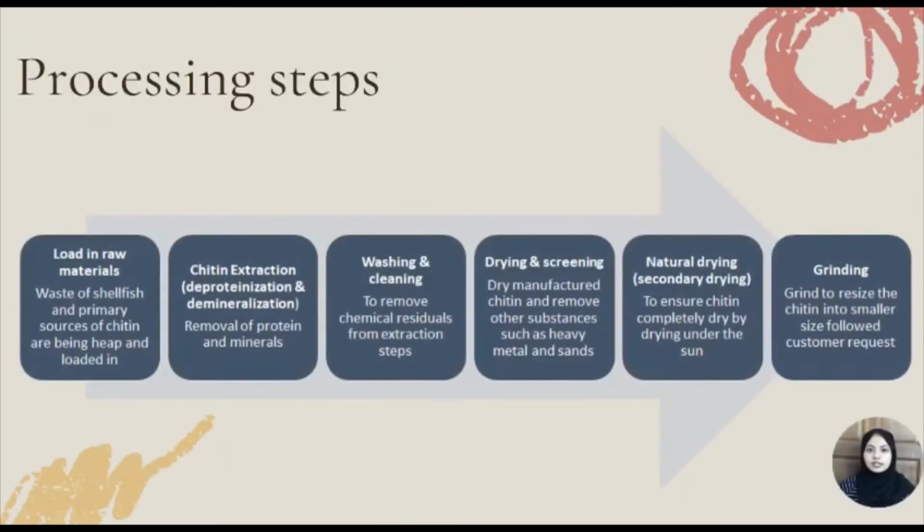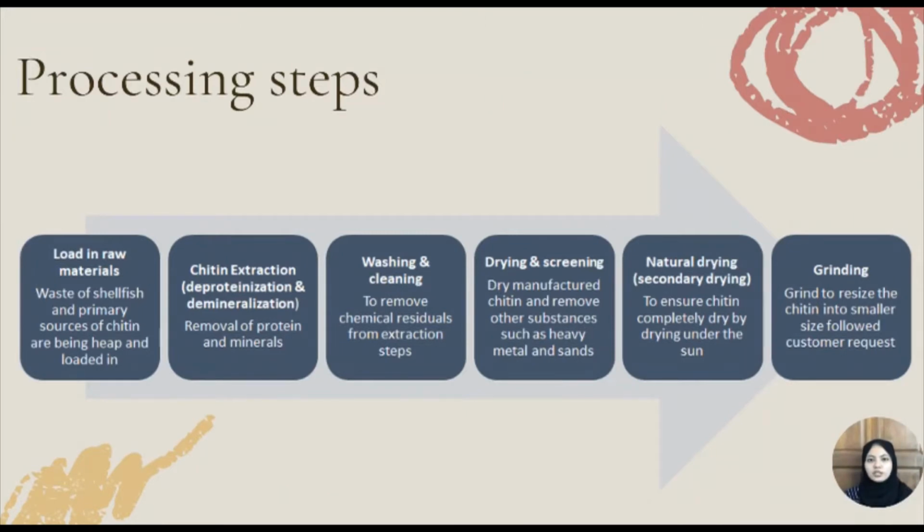This is the processing step to produce chitin. Firstly, load in the raw material, which can be waste from crab shell and others. Secondly is the most critical step, which is extraction of chitin. This step covers deproteinization and demineralization, which remove the protein and mineral from the raw materials.